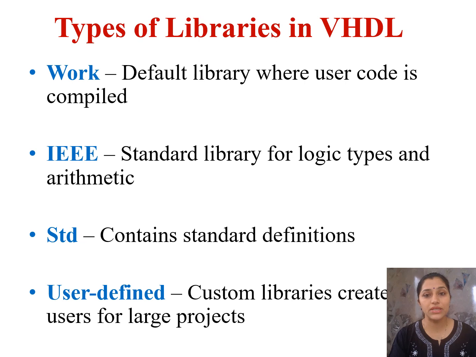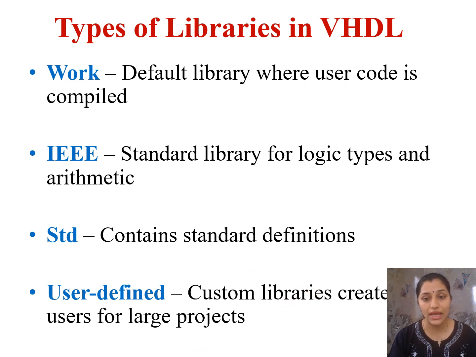So types of libraries: first we'll talk about libraries and then we'll talk about packages. The predefined libraries VHDL includes three predefined libraries. Those are work, IEEE and standard. Work is a default library where user code is compiled. IEEE is standard library for logic types and arithmetic operations. Standard contains standard definitions, and user defined library is a custom library which you can create.